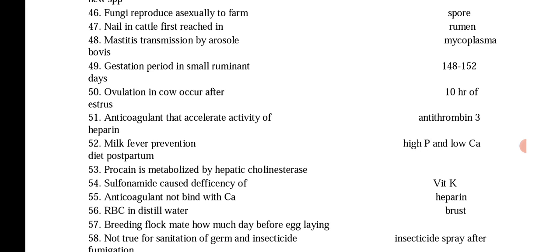Gestation period in small ruminants is 148 to 152 days. On average it is 150 days. 150 days is the gestation period of small ruminants. Ovulation in cow occurs after 10 hours of estrus.